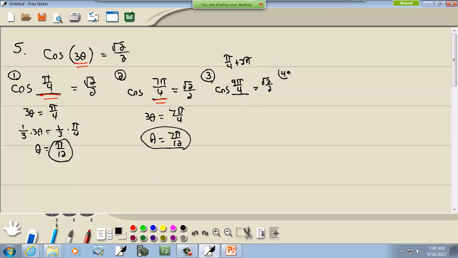If I took my second answer here, 7 pi over 4, and I added 2 pi, I'd be back to where I was. So we got 7 pi over 4 plus 2 pi. 2 pi times 4 is 8 pi, plus 7 pi is 15 pi.